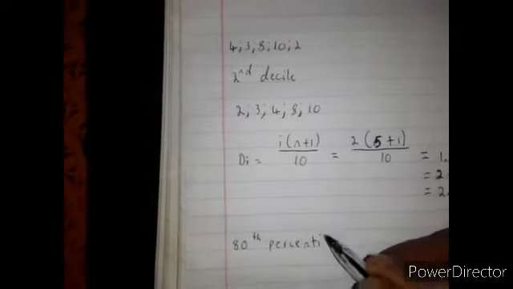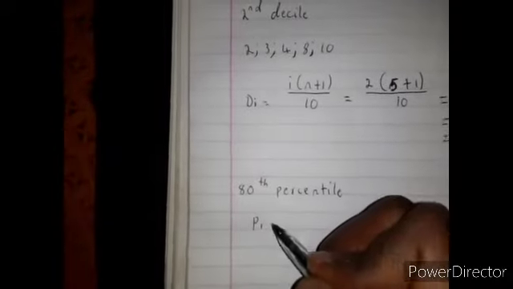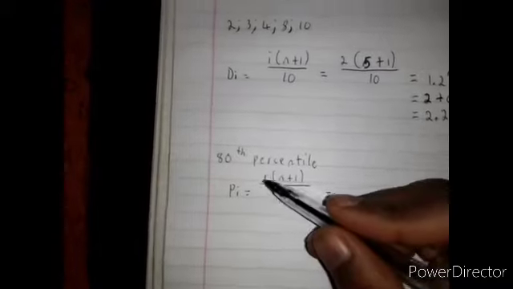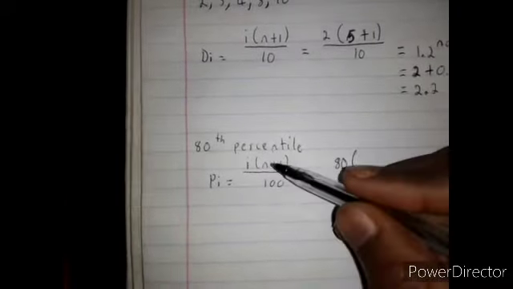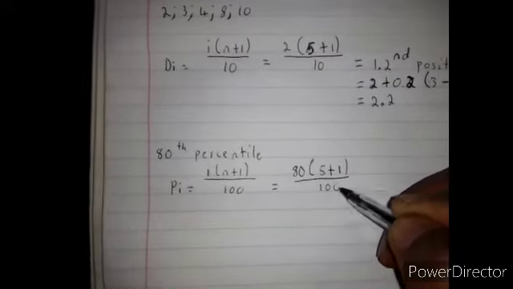Now let us calculate the 80th percentile. The first step also is to arrange the data in ascending order as I did there. And then the second step is to find the position, the percentile position. And here we divide by 100 because the percentage is out of 100. Let us substitute. We are calculating the 80th percentile. So we're going to write 80. n, we have 5 observations, plus 1. All divided by 100.